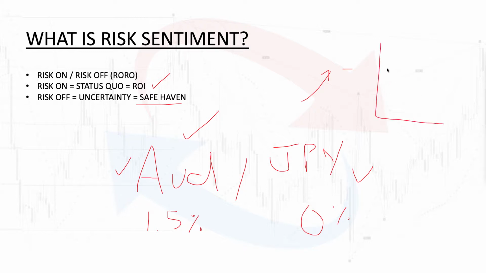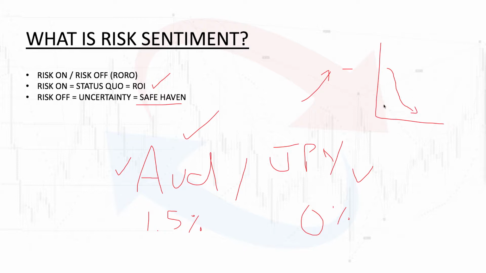Let's say, for example, we have a risk-off environment. The fundamental data supports the Australian dollar and the Australian economy being better than the Japanese economy. But something's worrying in the world, and investors are having a flight to safety, a flight to the Japanese yen. Because of that, on this AUD JPY pair, you'd see prices coming down, whereas traders are buying the Japanese yen.